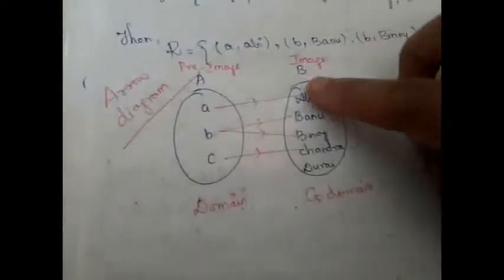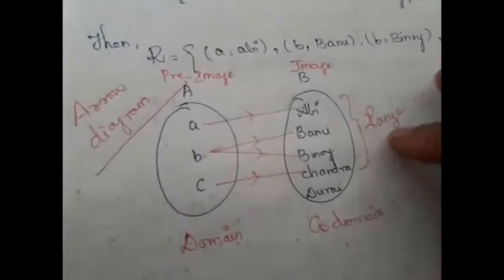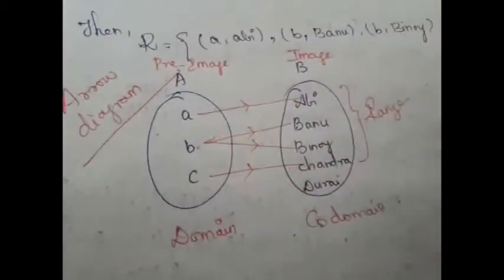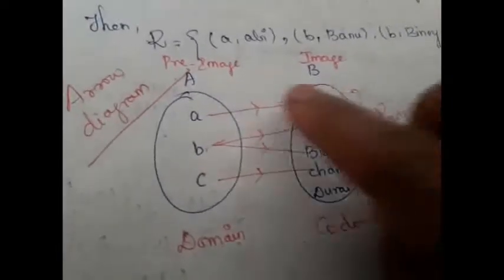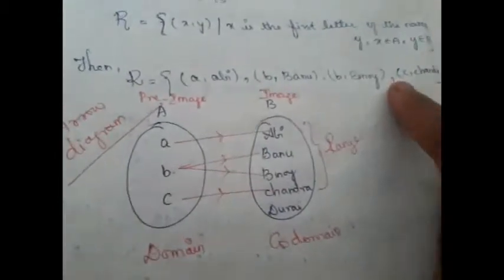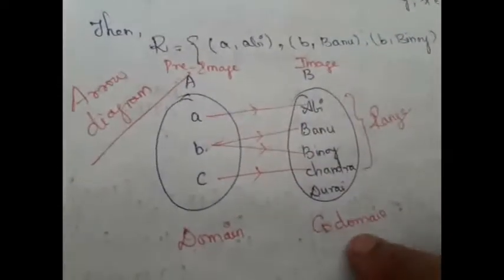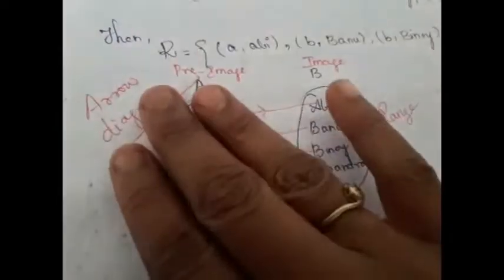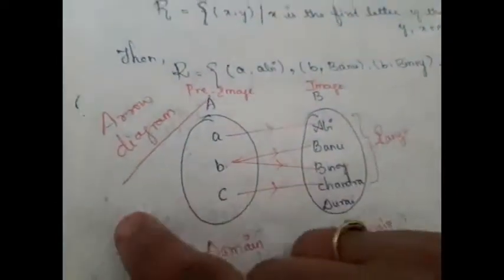You can clearly understand from the previous example itself, all the elements of the codomain need not necessarily be the range. It may or may not. Hence, only the mapped second elements which come under the relation are called the range, whereas all the elements are called the codomain. And the first set is called the domain. It has other names also, image and pre-image, right? And the visual representation of the relation is called an arrow diagram.